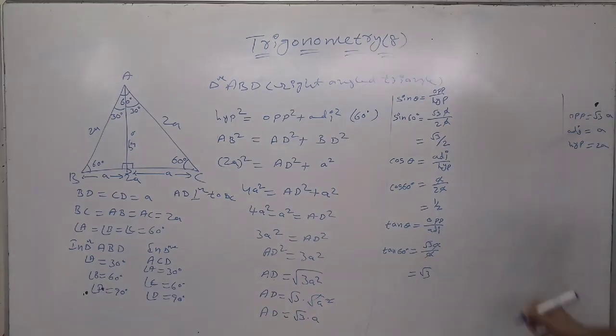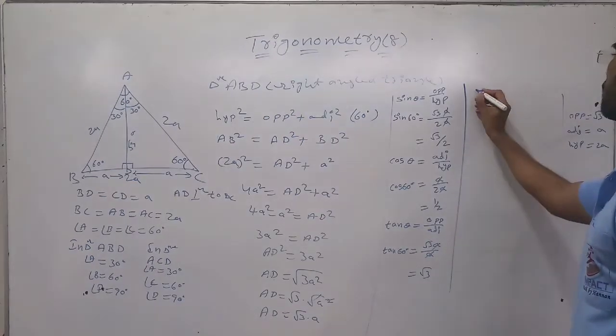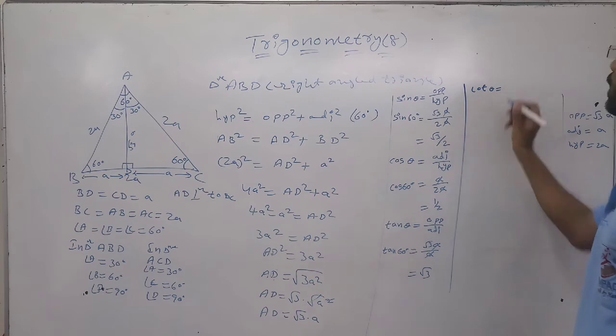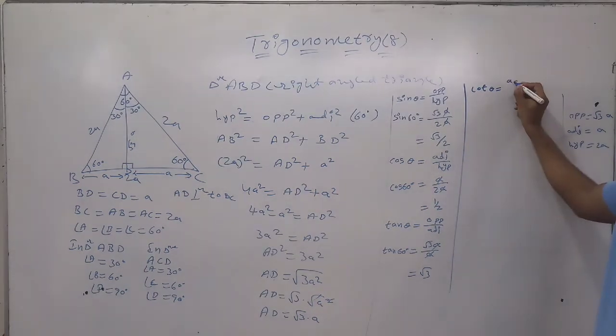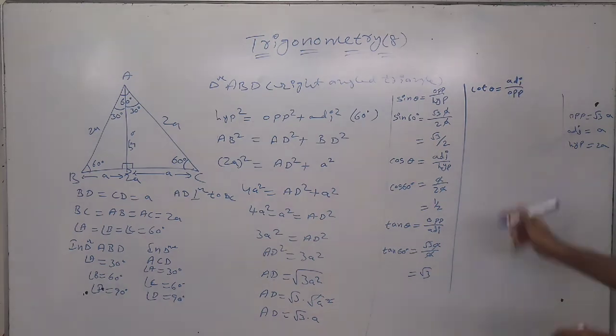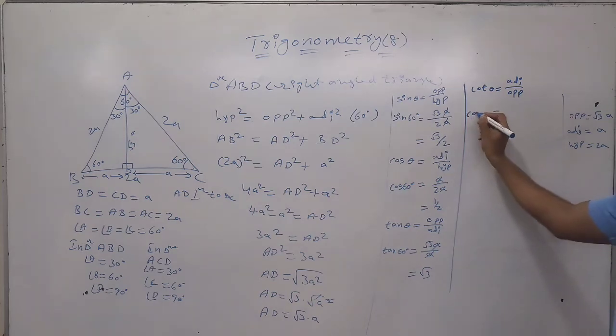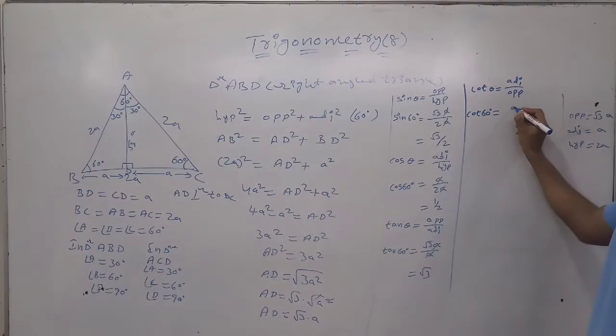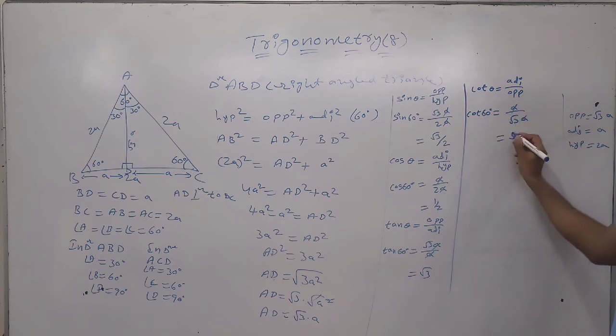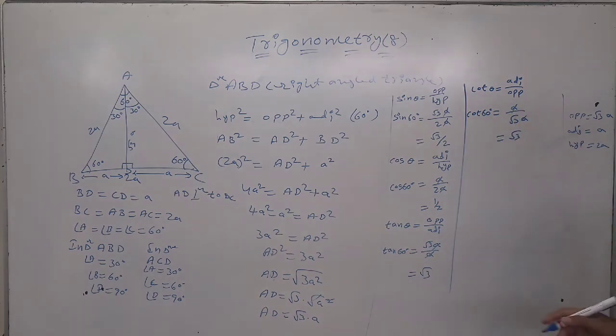Next, after tan what will it be? After tan we will find out cot. Cot theta is equal to adjacent by opposite. Adjacent side by opposite. Now cot 60 degrees. Adjacent is how much? Adjacent is a. Opposite is how much? Root 3a. The a gets cancelled. How much is it? Only root 3. Tan finished.